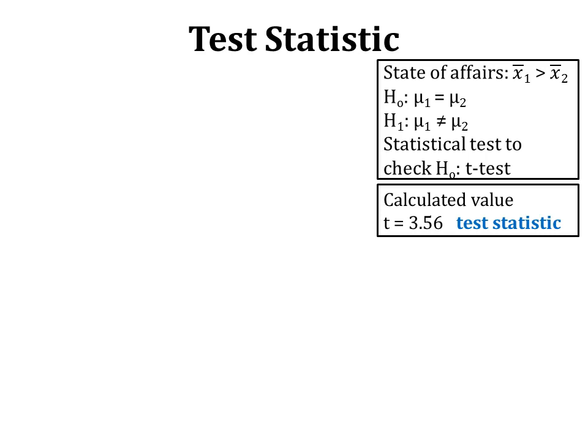And when we applied the t-test, we got a calculated value of, let's suppose, 3.56. This value which we calculated after applying the t-test is known as the test statistic. So what is the next step? We have to compare this test statistic with the table value.